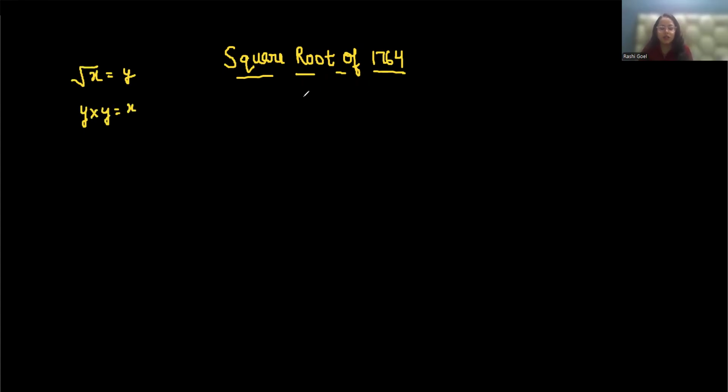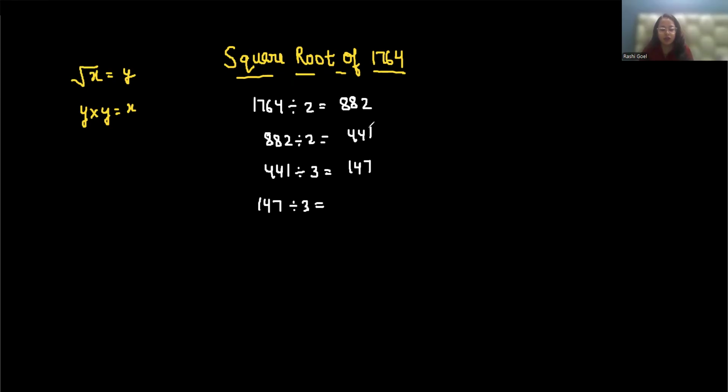So now, breaking 1764 into factors, we can write: first divide by 2, the smallest prime number. This gives us 882. Now again it's an even number, when divided by 2 gives 441. Now 441 is an odd number, so go with the next prime, that is 3. This gives us 147. 147 divided by 3 gives 49.